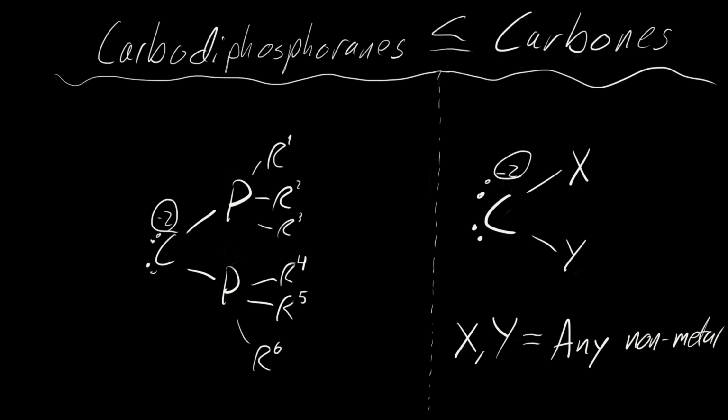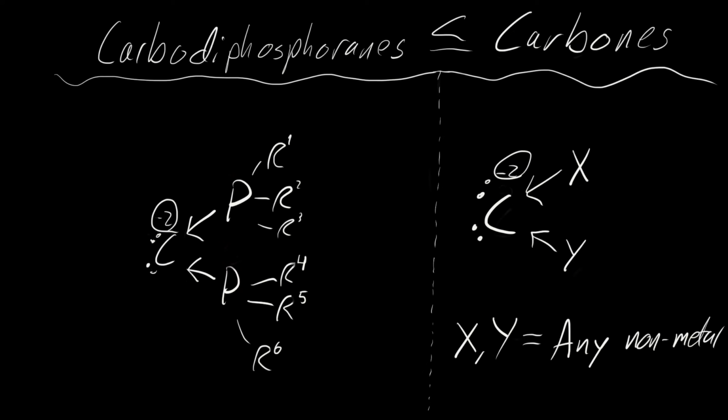To begin, the carbodiphosphoranes are molecules within the carbone family. Carbones are compounds where a carbon is bound to two other ligands, but where the ligands formally provide both electrons for the bond. Such a bond is called a dative bond. These types of bonds are often drawn using arrows to indicate which atom formally donates the electrons to the bond.